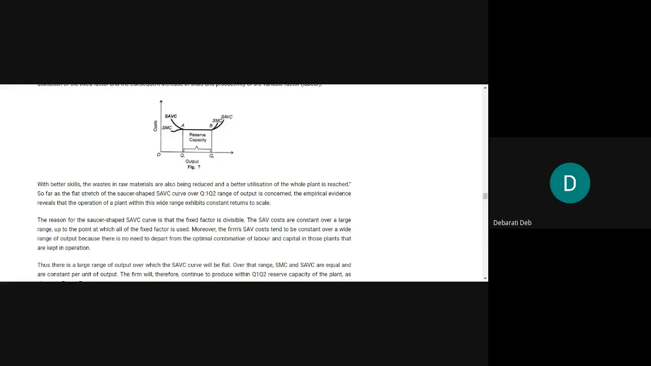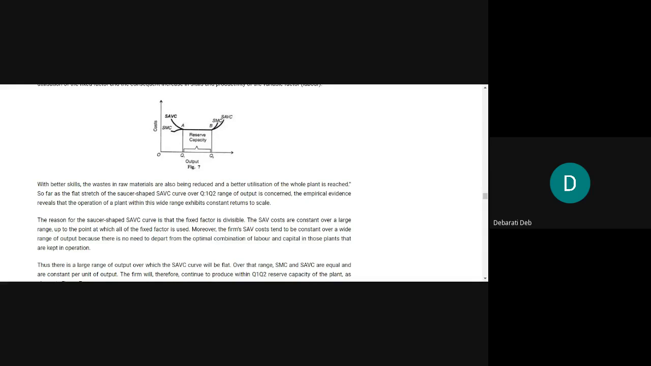Okay, in the modern theory of cost, the SAVC, that is the short-run average variable cost curve of the firms, also tends to remain constant over a wide range of output. Why? Because there is no need to depart from the optimal combination of labor and capital, since they are utilizing the optimal combination well. And why depart from this condition and take out something different? They are doing well and they are earning constant returns to scale. They are able to achieve that position. So why would they move from this optimal combination of labor and capital?